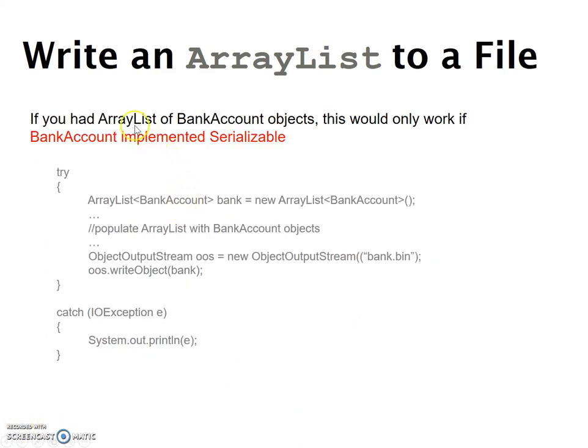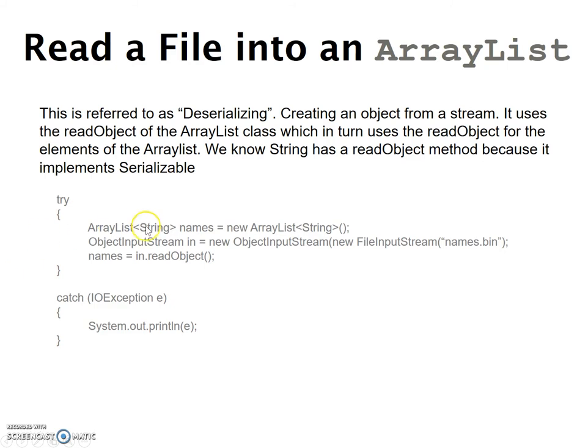If, however, you wanted to have an array list of bank account objects, this would only work if bank account implemented serializable. So you'll notice it works exactly the same. Here's my array list of bank account objects. I have now populated it with objects. Create my output stream. I want to store it in bank.bin. And then writeObject bank, which is my entire array list. One line of code takes the entire array list of bank account objects and puts it into a string, serializes it.